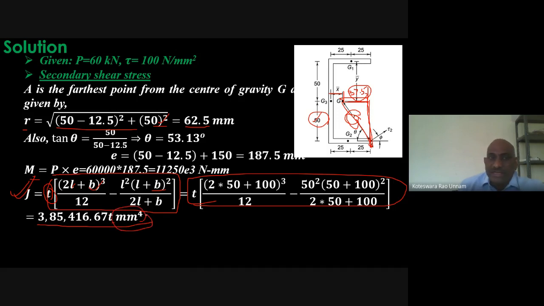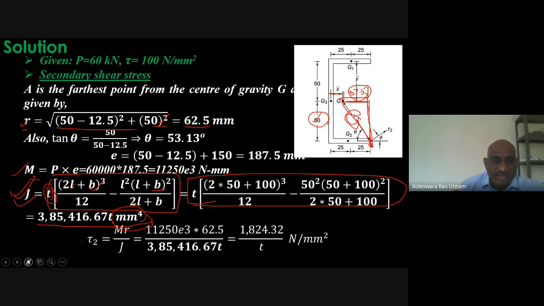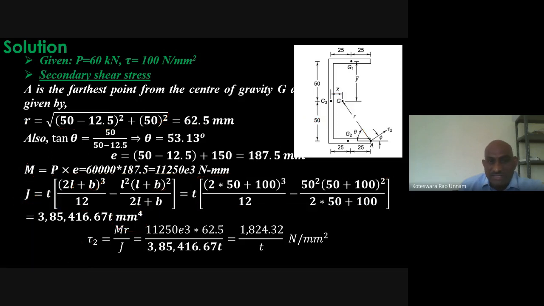Now I know everything: the M value, the J value, and the R value. So I can compute the secondary shear stress using the formula, which is nothing but M into R by J. M we already calculated as 11,250 into 10 power 3. R we computed as 62.5. And J we computed as 385,416.67 into T. If I substitute all these values and simplify, I get tau 2 also in terms of T only.